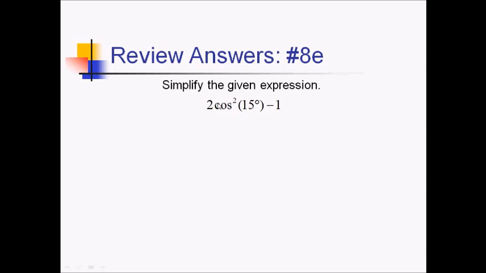For this one, we're trying to simplify 2 cosine squared of 15 degrees minus 1. Well, 2 cosine squared of something minus 1 is equivalent to cosine of 2 times the something. That's one of the 3 cosine double angles. So this is really equivalent then to cosine of 2 times 15 degrees in this case. So cosine of 30, which we know to be the special value root 3 over 2.